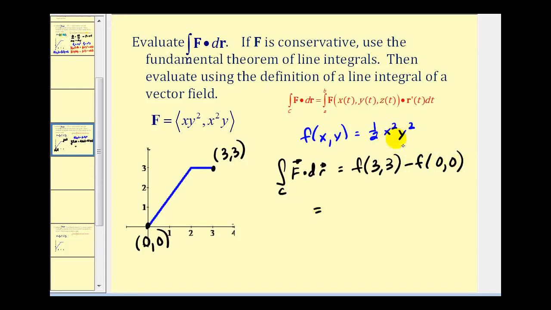Replacing x and y with 3, we'll have 1/2 times 3 squared times 3 squared minus, and then when x and y are 0, this would be 0. So we have 9 times 9, that's 81, times 1/2, or 81 halves. So using the fundamental theorem of line integrals, we were able to determine the value of this line integral using the potential function.